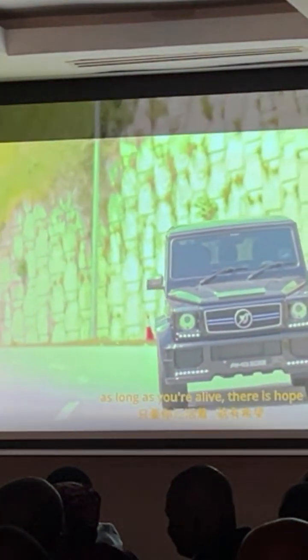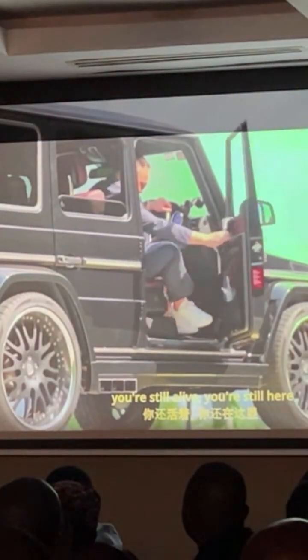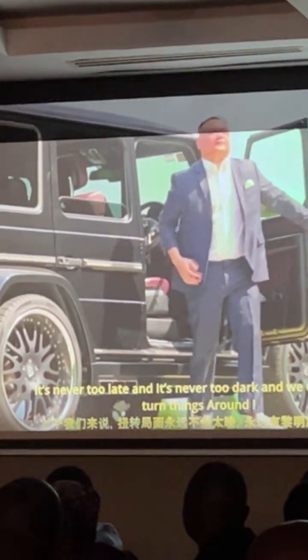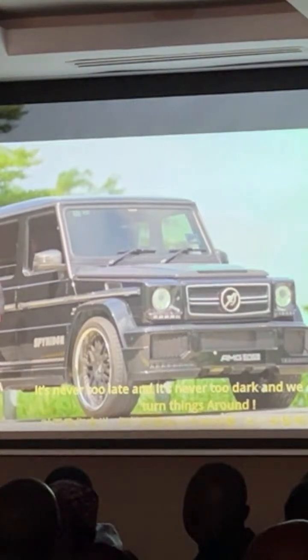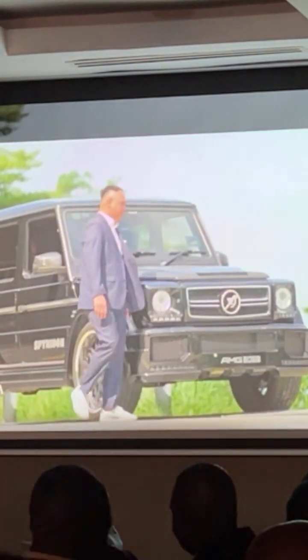As long as you're alive, there is hope. You're still alive. You're still here. It's never too late, and it's never too dark, and we can always turn things around.